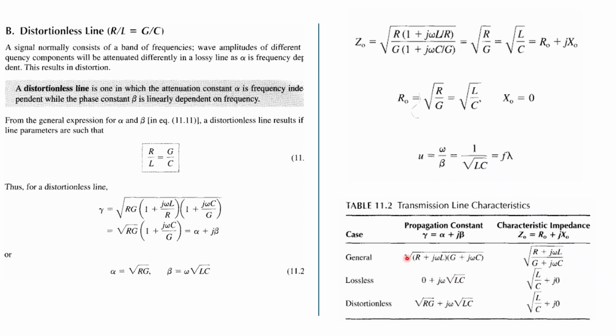This is very general; these are the major parameters that you should remember. Generally your gamma will be this one, and for lossless alpha is 0 and beta is this. For distortionless, alpha is the square root of RG and beta is omega times the square root of LC, and Z naught you can see. So these are the key parameters. If you remember these values, then you can solve any questions related to the transmission line.